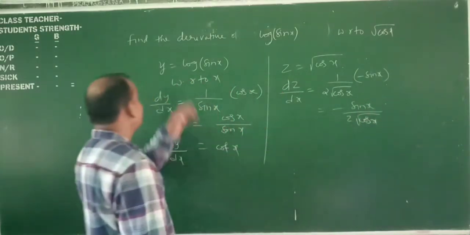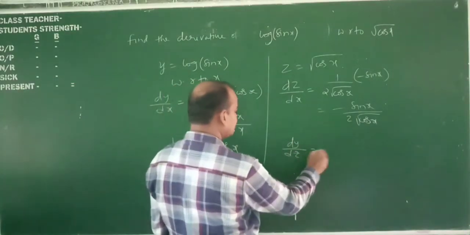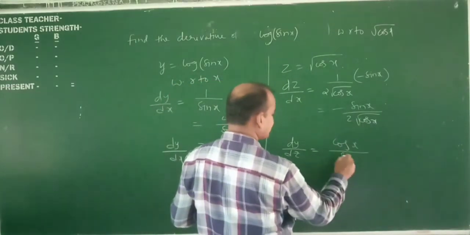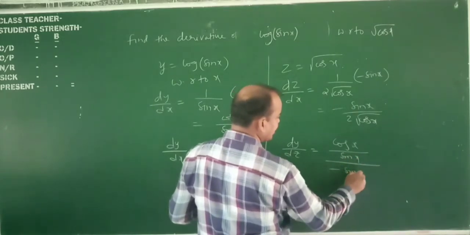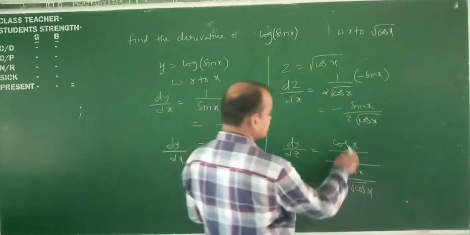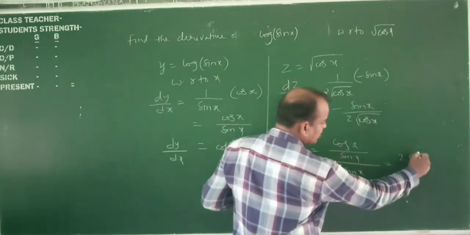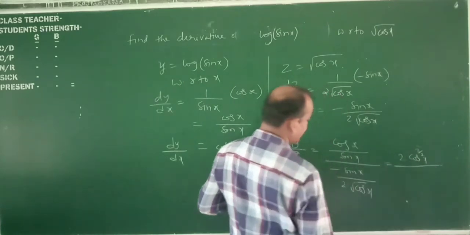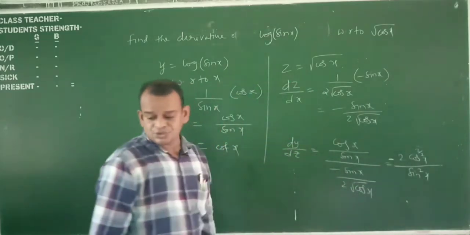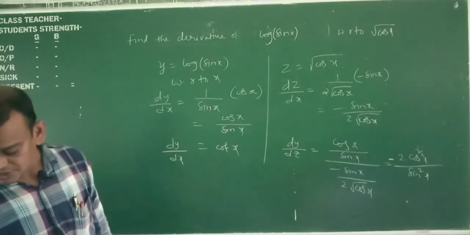Now we will find the derivative of y with respect to z, that is, dy by dz. Dy by dz is equal to this one by this one. Cot x means cos x by sin x, divided by minus sin x by 2 root cos x. This equals 2 into cos x into root cos x, which means cos power 3 by 2 x, by sin x into sin x, sin square x, with a minus in between. Minus 2 cos power 3 by 2 x by sin square x. Okay, that is enough.